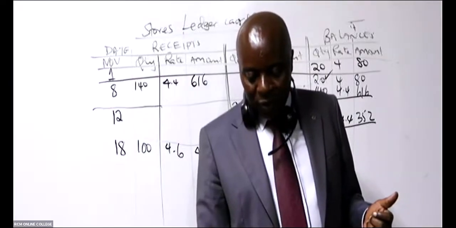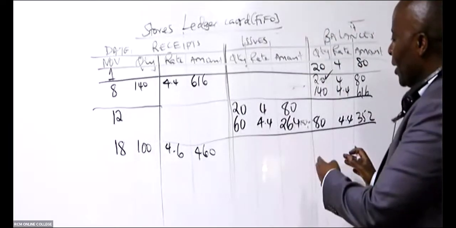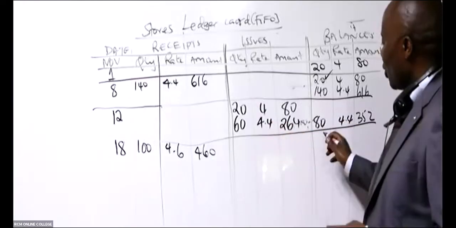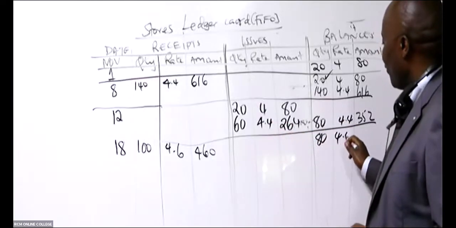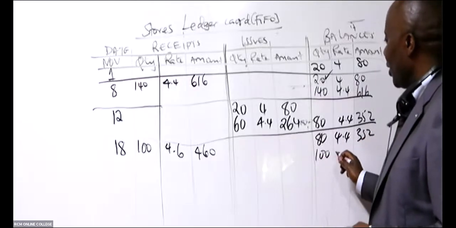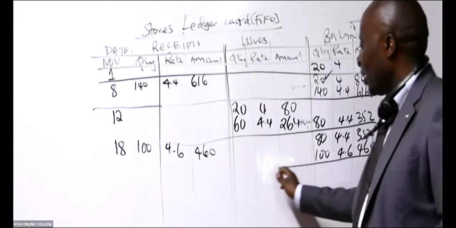I can't accept failing. So you say it will be 460. So able to update balance. So will you say 80 plus 100, really? No, they are different. So here it will be 80 at 4.4, 352. And then we have here 100 at what here, somebody? At 460.